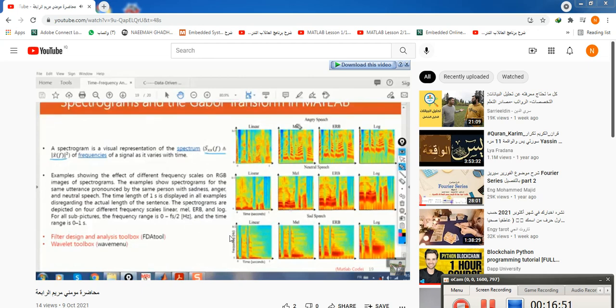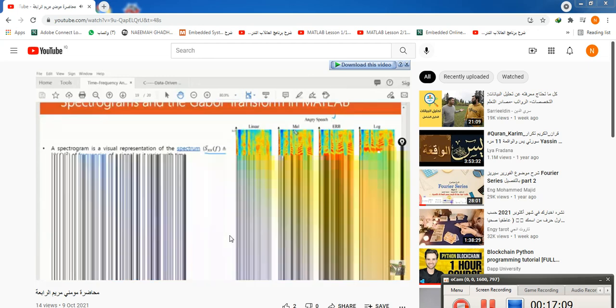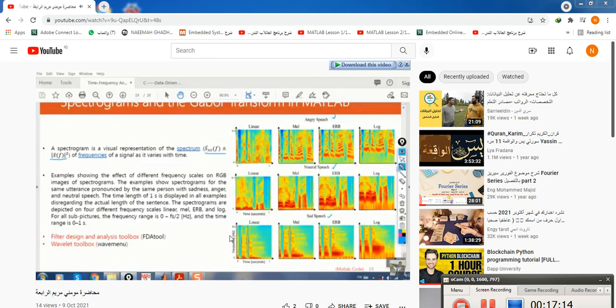This figure is related to speech: angry speech, neutral speech without any feelings, and sad speech. And each column is related to a different spectrogram, for instance, a linear spectrogram, Mel spectrogram, ERB spectrogram, or log spectrogram. For our purpose here, we can consider only one column, for instance, the second column. Okay? It is clear.